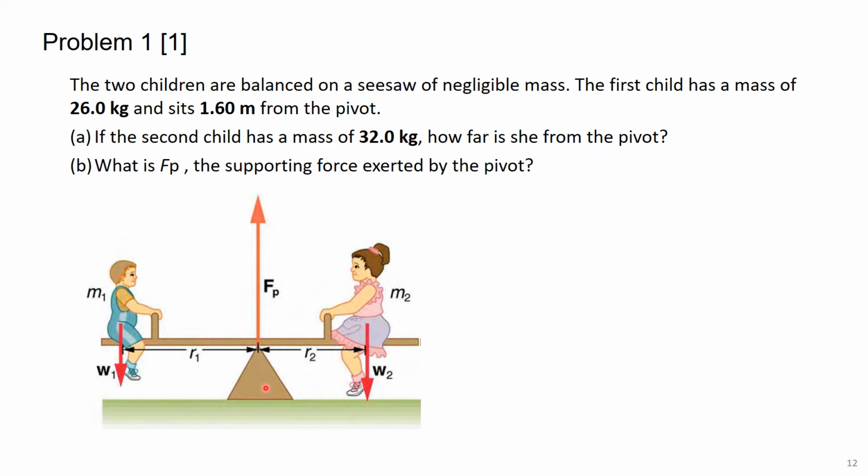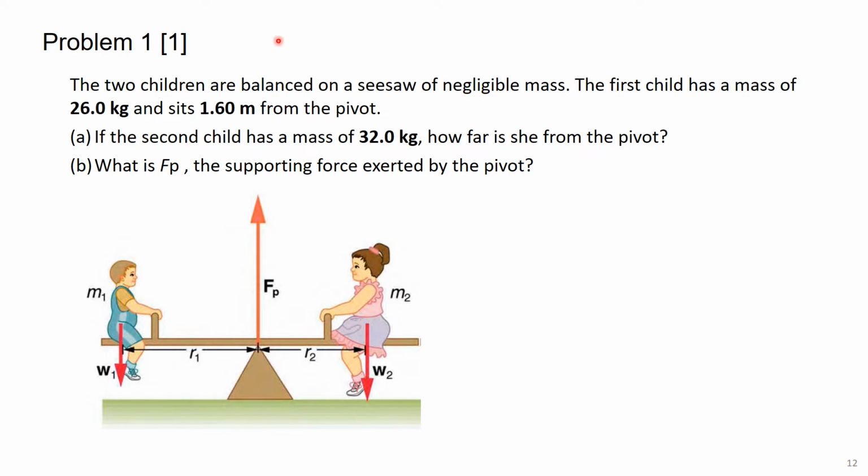So we can assume that the pivot is somewhere here, I guess close to the middle. And we have the two kids here and their weights are pointing straight down, and there's a force from the pivot as well pointing straight up from the middle. On the left, the weight of child 1, so that's W1, creates a counterclockwise torque. So it's trying to rotate the seesaw counterclockwise. And the weight of the other child does the opposite. It creates a clockwise torque.